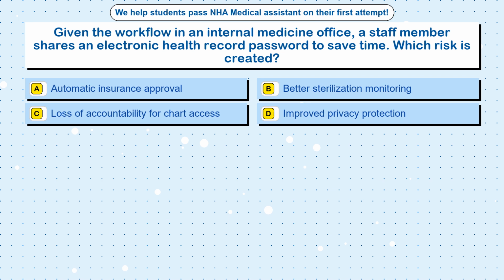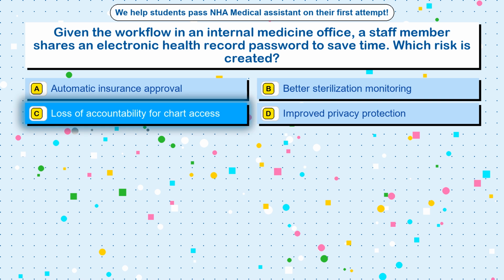Question 67. Given the workflow in an internal medicine office, a staff member shares an electronic health record password to save time. Which risk is created? Option A. Automatic insurance approval. Option B. Better sterilization monitoring. Option C. Loss of accountability for chart access. Option D. Improved privacy protection. The correct answer is option C.